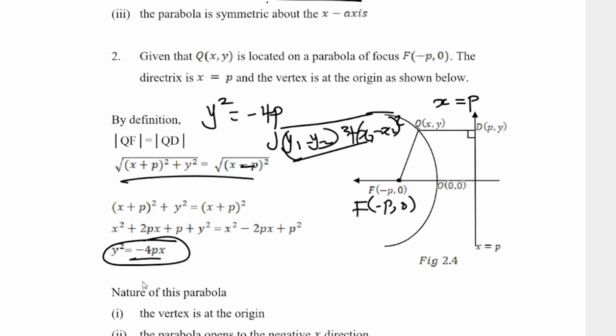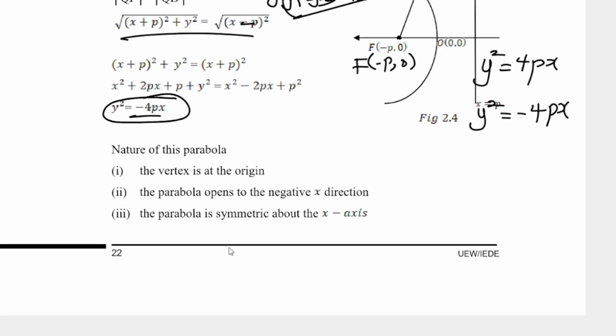So the easiest way to get these formulas is this: when the parabola opens to the positive x direction, the equation is y squared equals 4px. And if the parabola opens to the negative x direction, the equation becomes y squared equals negative 4px. So this is the easiest way to get the equations for the two orientations.